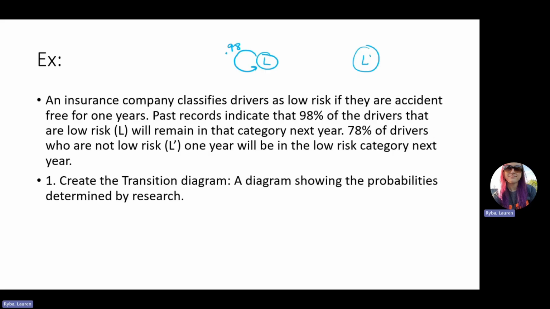However many circles you have is how many arrows you need to have coming off of each circle. So if 98% are going to stay within this L category, how many percent are going to actually become not low risk? Have an accident? 2%. Yep. So the remaining 2% are going to swap categories to the other side. 2% is 0.02.